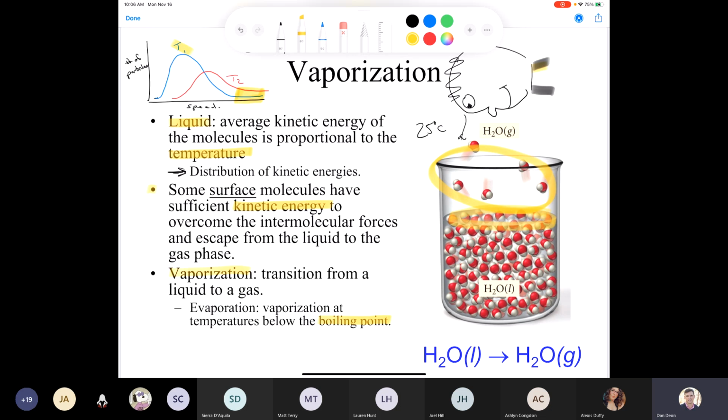What's the whole point of this slide? It's telling you that since kinetic energy is connected to temperature, as you increase the temperature, more and more molecules are going to have enough kinetic energy to go from the liquid phase to the gas phase. And that's why when you're boiling water, you can feel the steam against your face, right?